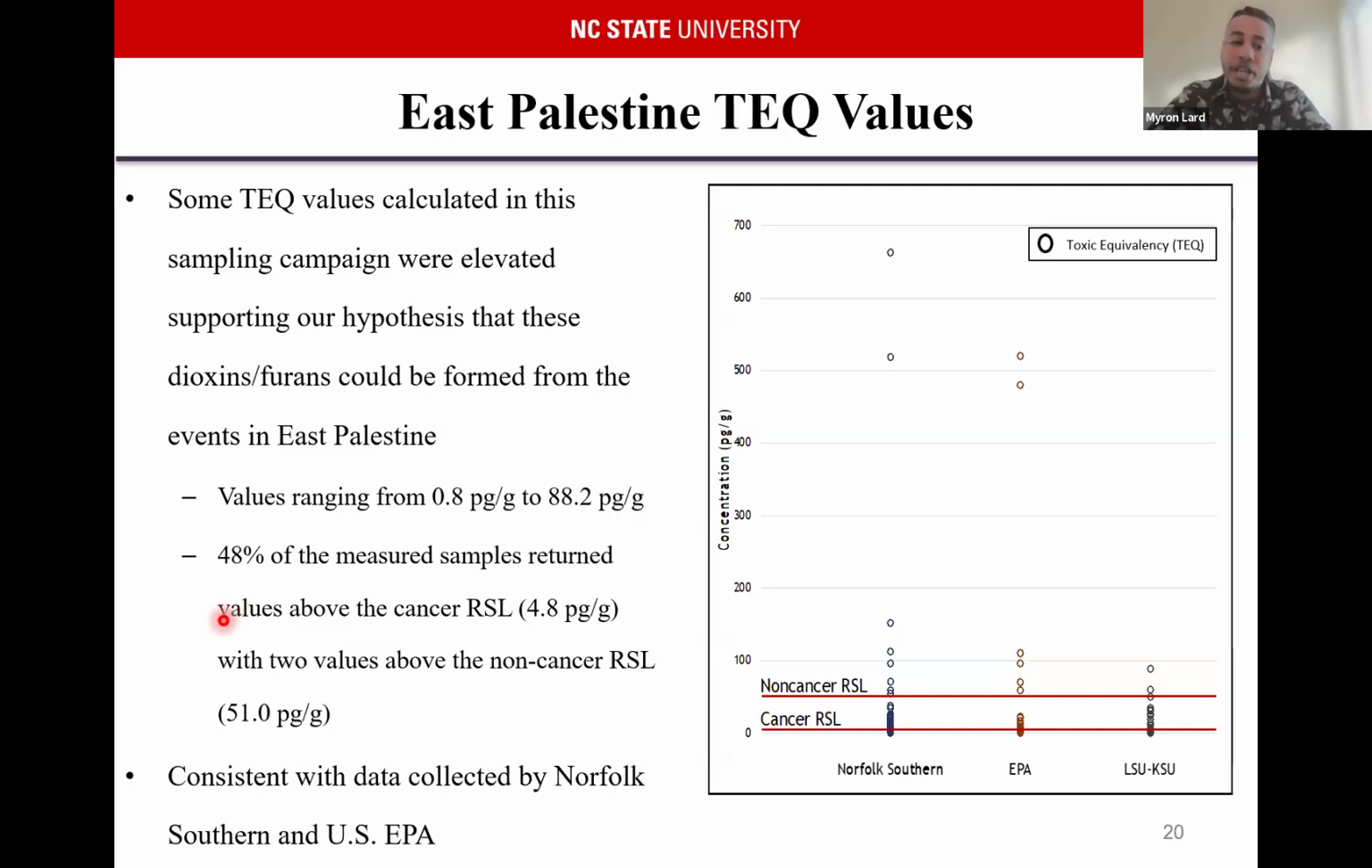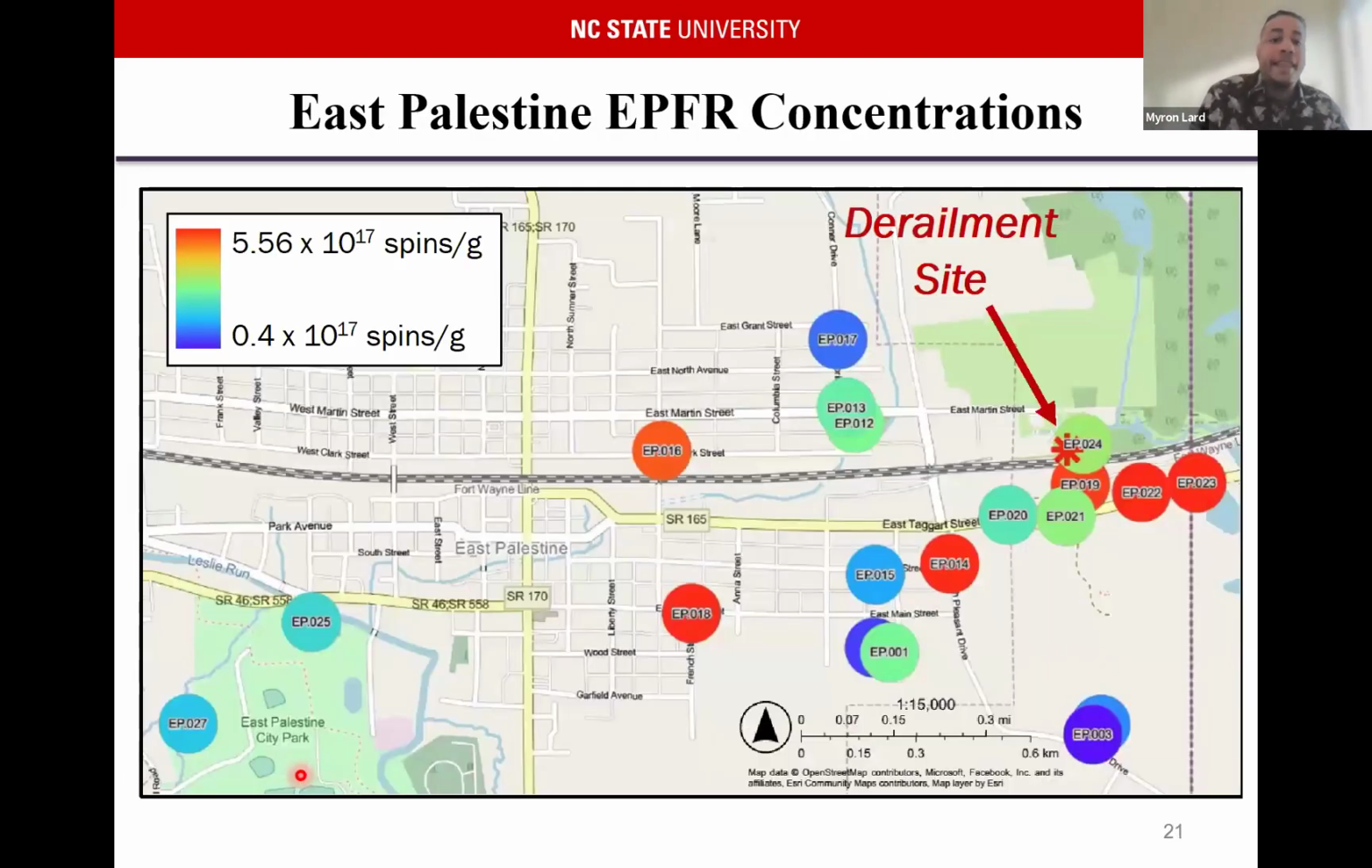So 48% of our measured samples actually returned values above the cancer regional screening level, suggesting that there is an ongoing risk and that additional work needs to be done, even potentially additional remediation should be looked into. And then when we look at our EPFR concentrations, we again see our most elevated values up in our restricted area, which is again consistent with the burn practices being responsible for generating these elevated levels. The deposition plume is actually modeled to have traveled directly over these two sites, which were our highest two concentrations of EPFRs, and also were higher in concentration in our dioxin values as well.